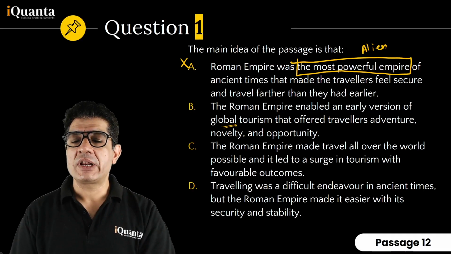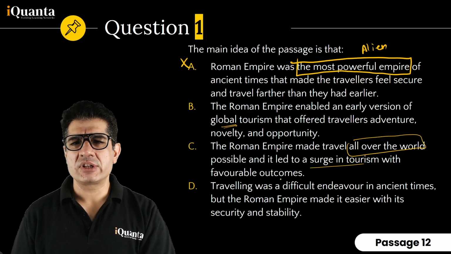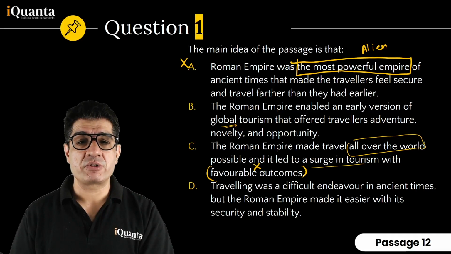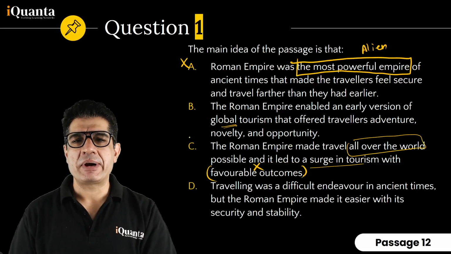C, the Roman Empire made travel all over the world possible. Exact same problem. And it led to a surge in tourism with favorable outcomes. These things are not mentioned here. Surge, maybe we can still infer it, but favorable outcomes, no. So if I compare B with C, B is definitely better. So let's rule out C.